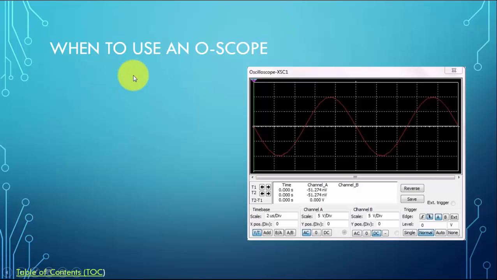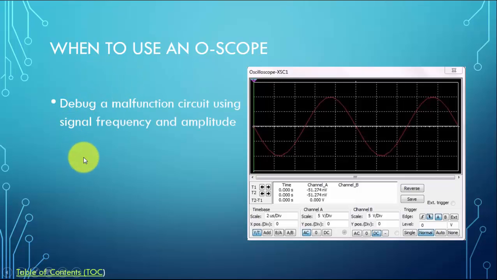So when do you use an oscilloscope? Well, one is to troubleshoot a malfunctioning circuit by testing the signal frequencies and amplitudes at various points in a circuit. Another is to check the amount of noise that exists in your circuit, as well as identifying the signal shape as you go through the circuit at various points.